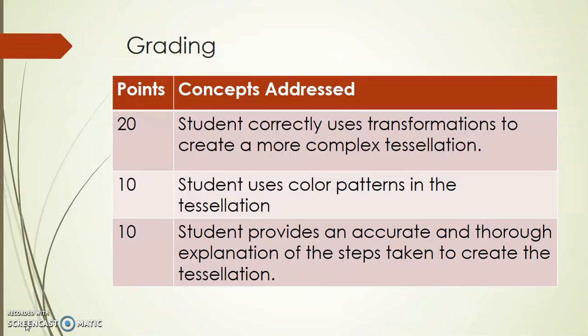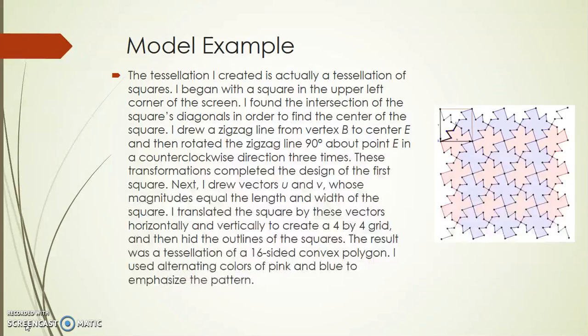Grading. This final part is worth 40 points. 20 points for correctly using transformations to create a more complex tessellation, 10 for using color patterns in the tessellation, and 10 for providing an accurate and thorough explanation of the steps taken to create your tessellation. So half for the tessellation, 10 for actually using color to make it interesting, and 10 for explaining what you did. So here's the model example.